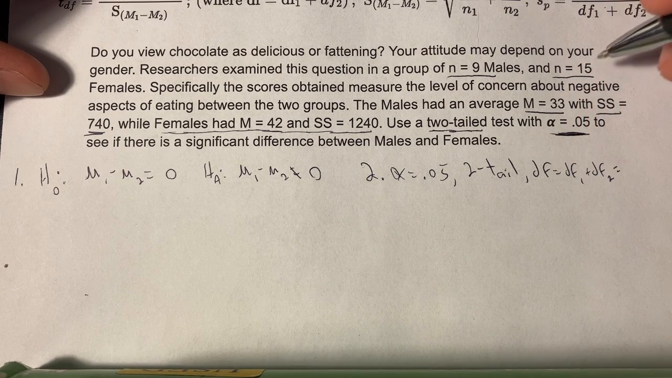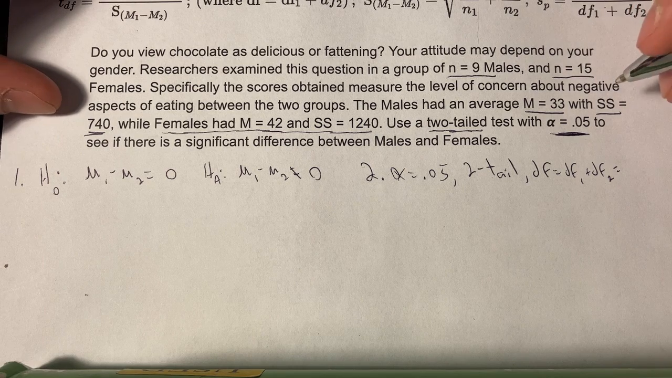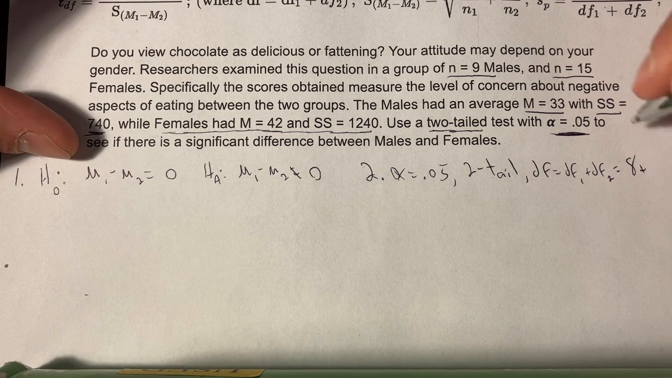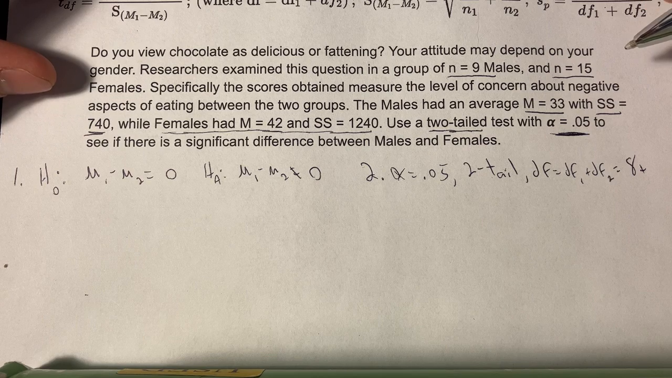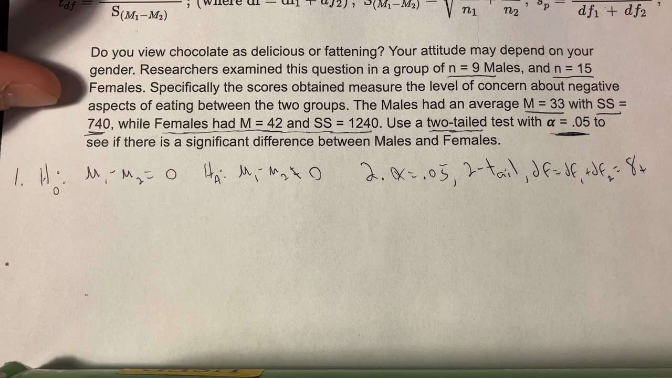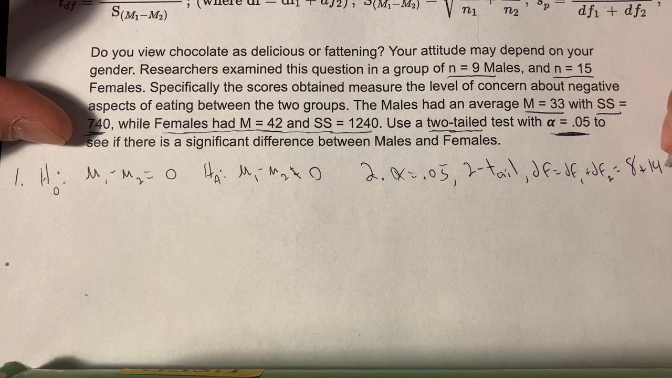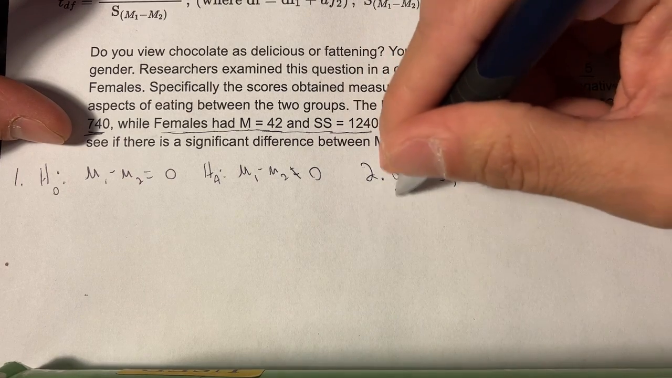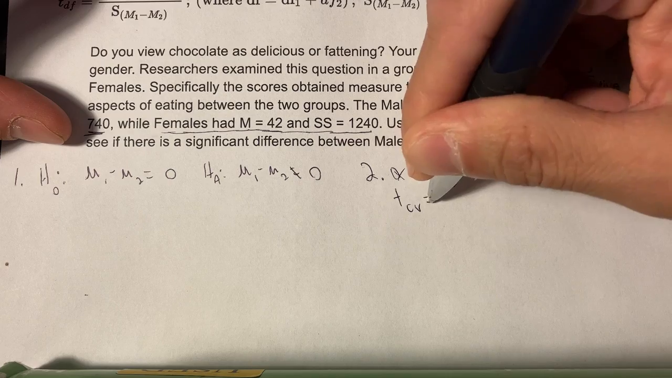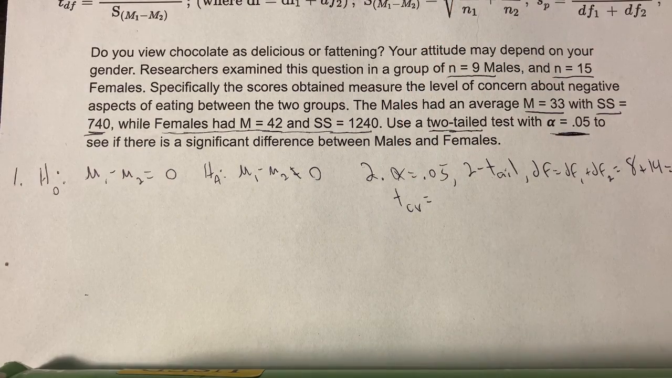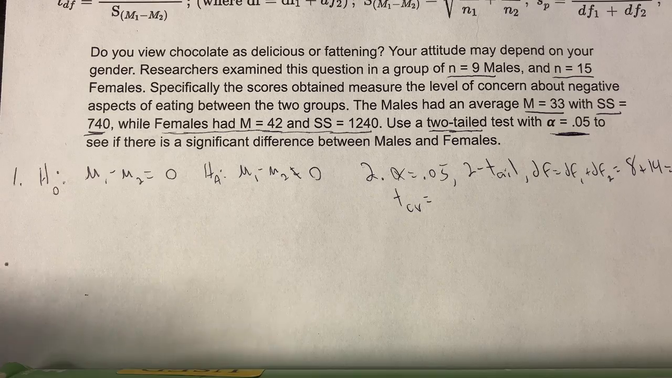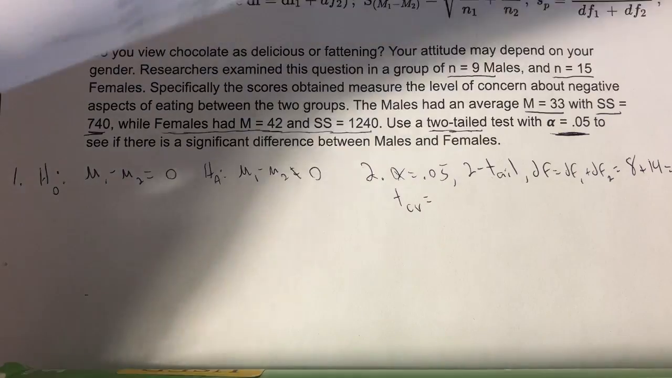So for the male group, there's 9, so 9 minus 1 is 8. And for the females, their sample size is 15, so the degrees of freedom is 15 minus 1, which is 14. So our degrees of freedom is 22. Now we can actually figure out what the t critical values are. These are going to be the cutoff values when we draw our sketch and where we begin shading the tail. So we know that we're going to look at the two-tail 0.05 and we have 22 degrees of freedom.